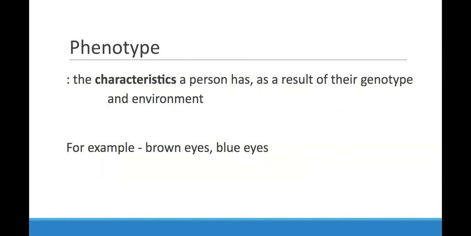Phenotype is the characteristics an organism has as a result of their genotype and environment. So anything we can observe about an organism is its phenotype. So if I say Mr. Rosen has brown eyes, that would be an example of phenotype. Mr. Rosen has a dominant and recessive allele for eye color would be considered genotype.